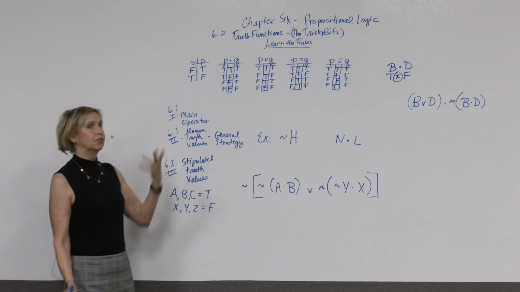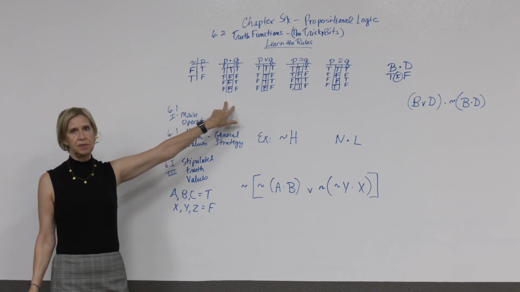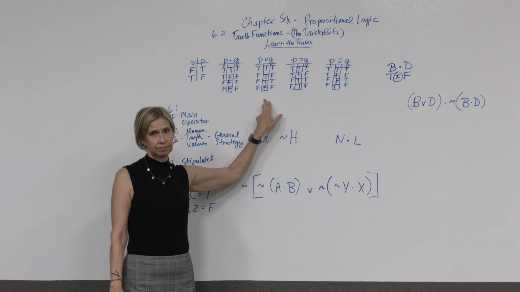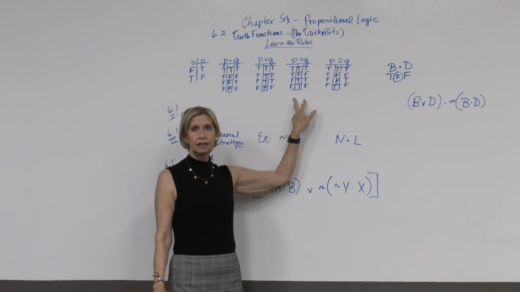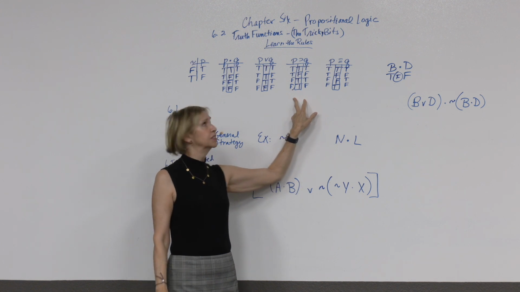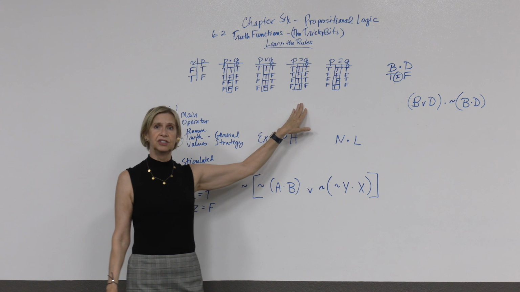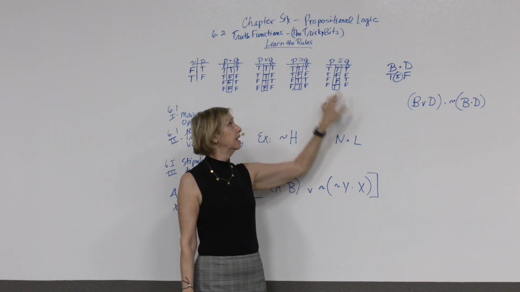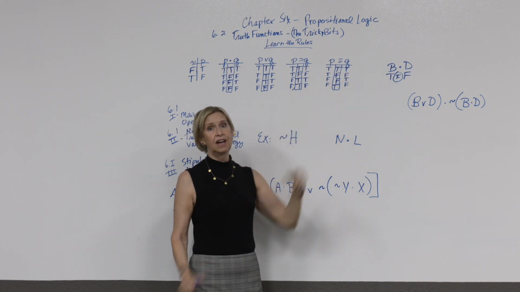Okay? So just to recap, what were the rules? For an and, they both have to be true. For an or, only one needs to be true. And that's only false when they're both false. For if then, the only combination that is false is that a true implies false. Every other combination is true. And for if and only if, the rule is if they are the same on each side, it's true. If they're opposite values, it's false.